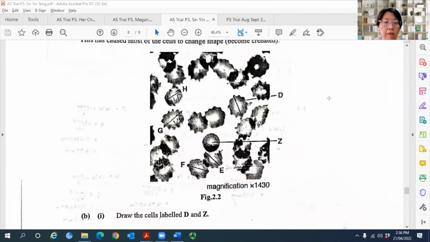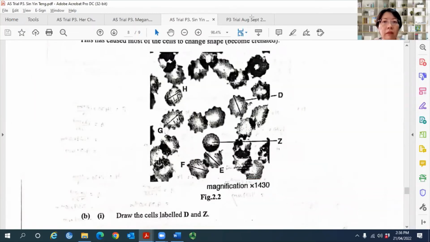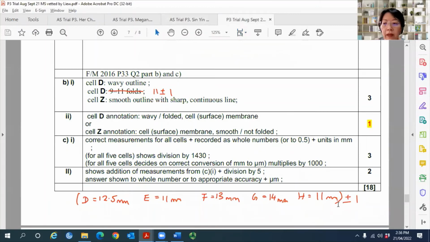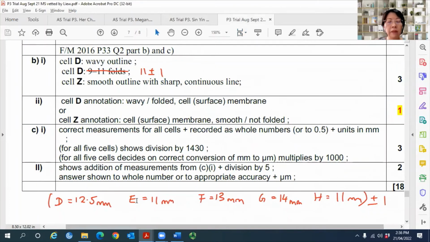Okay, so marking point. So I show you the mark scheme first. So this is the mark scheme. I've measured all the cells using ruler. Every time you use your ruler to measure something, please write your unit in millimeter. Millimeter means mm. Please write in mm, and don't write in cm, please. Okay, so these are all the measurements of all the cells D, E, F, G, H, and I allow an error of plus minus 1 mm.